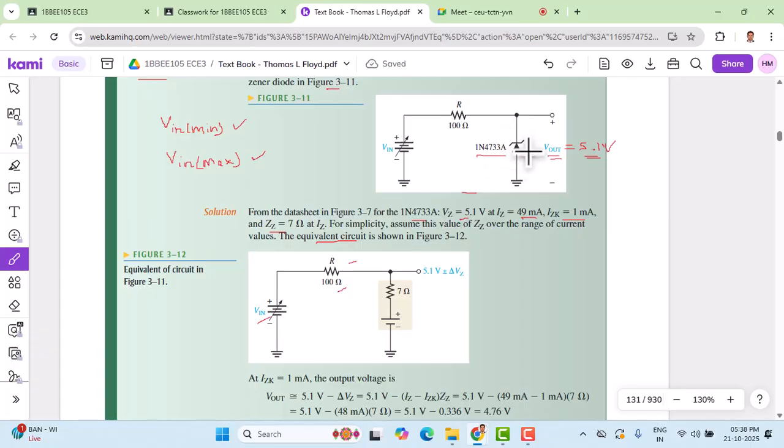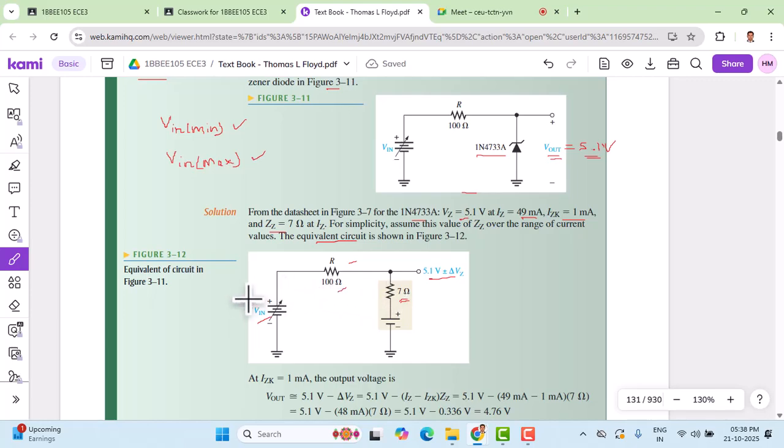But in place of Zener diode, we have a resistance, Zener impedance, what we call. Its value is given as 7 ohms. Okay, so 7 ohms is Zener resistance, and the voltage is already given. It is 5.1 volt, which it can maintain. And because of input voltage change, the output voltage changes by 5.1 volt plus or minus delta Vz.